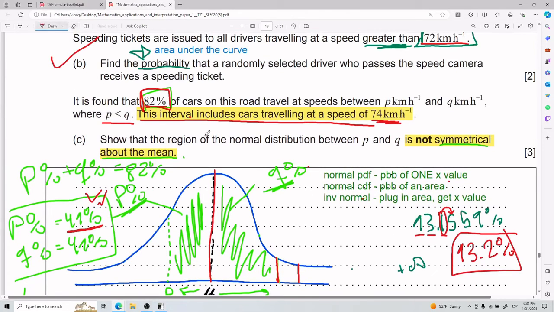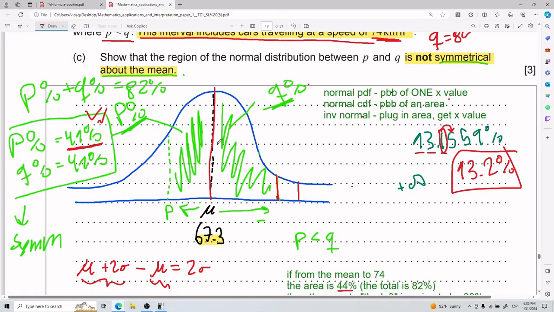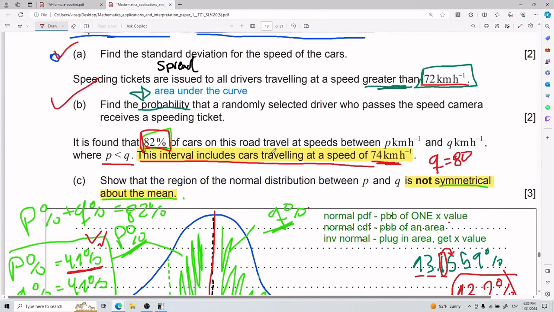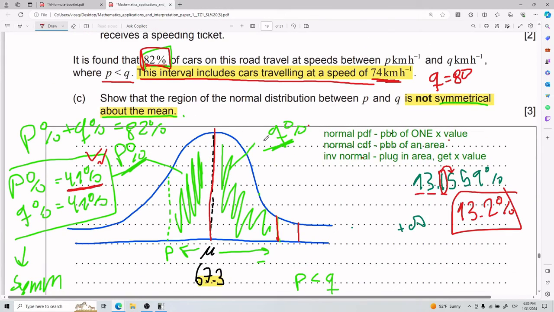See? So I know some of you might be thinking, again, the fact that it includes cars traveling at a speed of 74, you still don't know what Q is, right? Q could technically still be 80. Okay, but just work with what they give you. They tell you that this interval includes cars traveling the speed of 74. Yeah? You know that Q reaches at least 74. Okay, so you find the area from the mean to 74, and that already makes it not symmetrical. Then that is all you need to know. Okay? That is all you need to know.